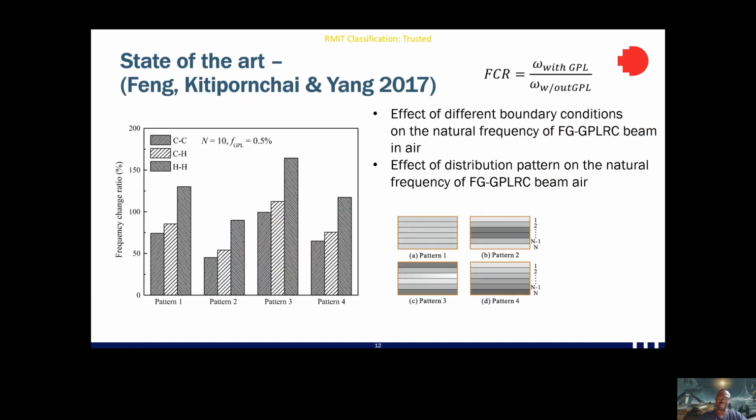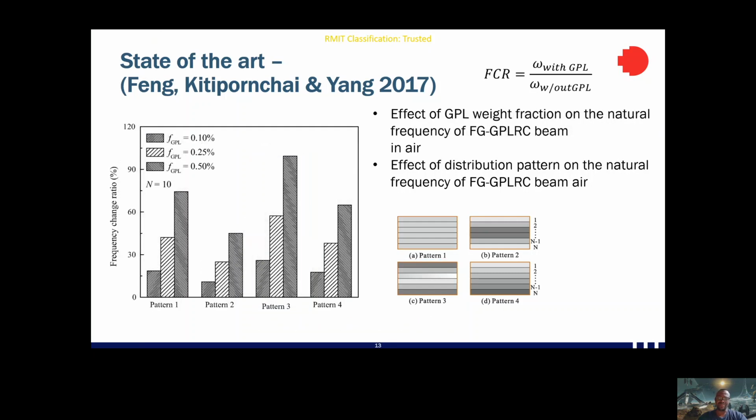Another study aimed at determining the effect of different boundary conditions on the natural frequency of a functionally graded graphene reinforced composite beam. It makes sense that the beam with the least restrictions at the boundaries would have the highest natural frequency. However, we can also see that this much improvement was only caused by a 0.5% addition in graphene. We can also see that the pattern with the most graphene in the top and bottom layers is the most effective overall.